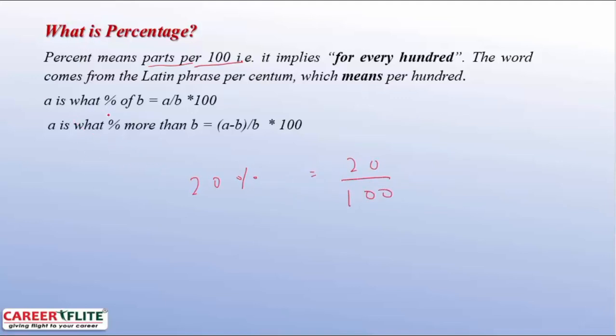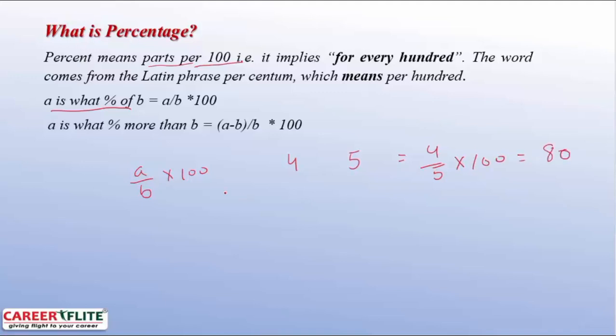Now here if it is asked A is what percent of B? That is A by B into 100. So if it is asked 4 is what percent of 5? The answer will be 4 by 5 into 100. It will be 80.